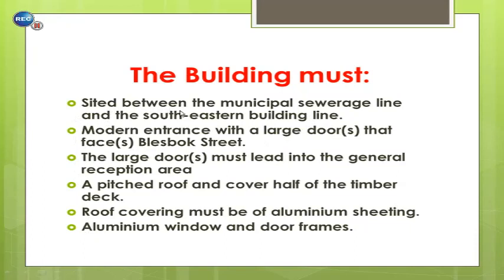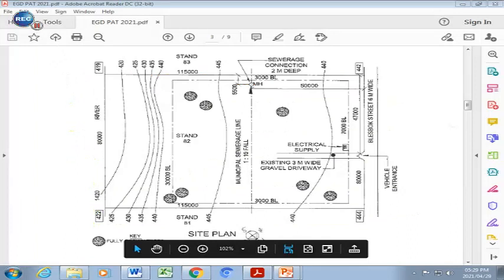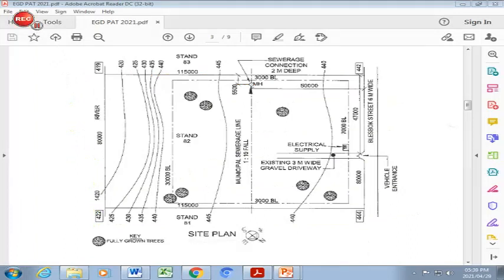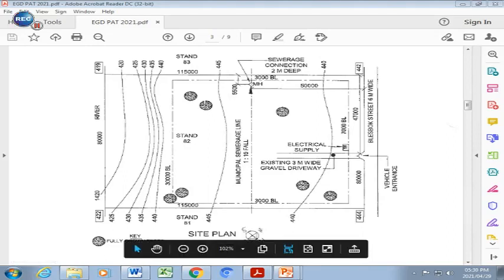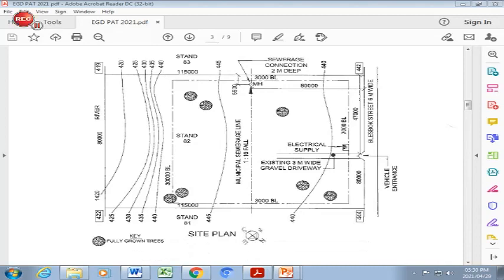The site must be built between the municipal sewer line and the southeastern building line, and I want to just show you where that is. That will be in this little space here. There's the municipal sewer line and there's the building line there. So in this space here, you will find on your site plan that there are different contour lines situated here, which basically means that there is a steep section going down. There is a river here, right? And animals will be coming to drink their water in the river here. This is the site that has been bought by the client.